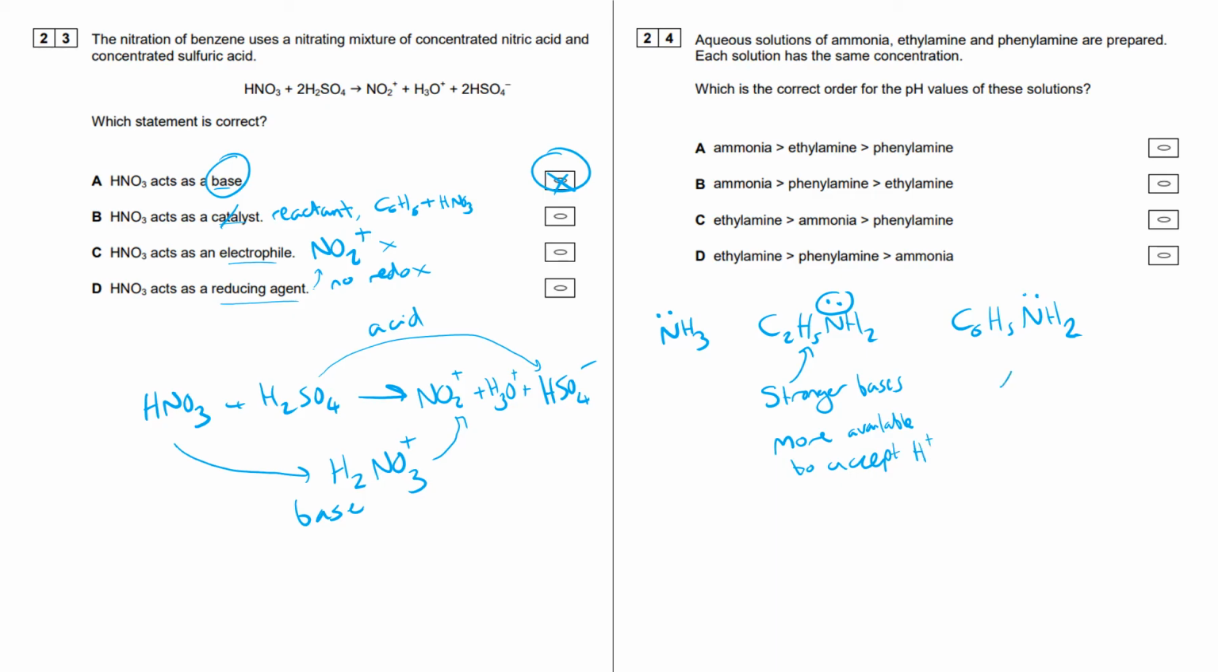Phenylamine is a weaker base than ammonia. So the reason it's a weaker base is because the lone pair on the N gets partially delocalized into the ring of delocalized electrons. So the lone pair is less available to accept a hydrogen ion or to accept a proton.